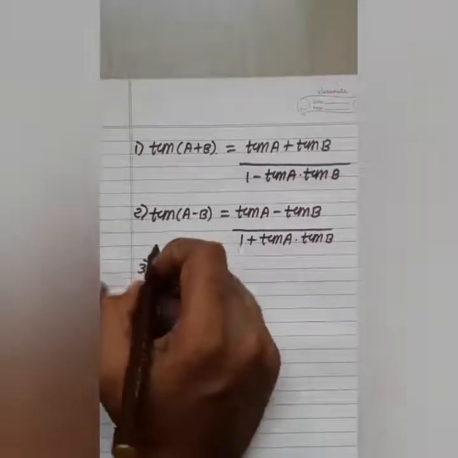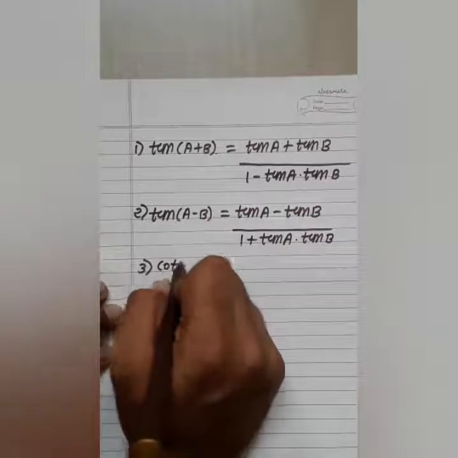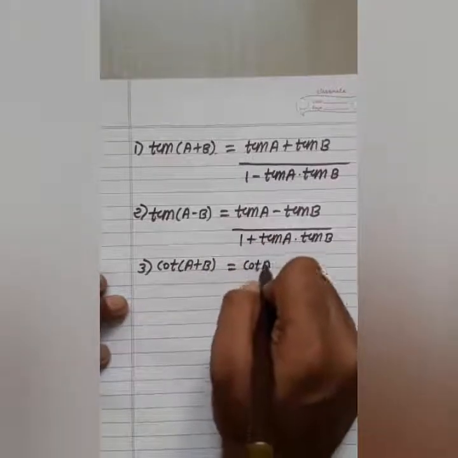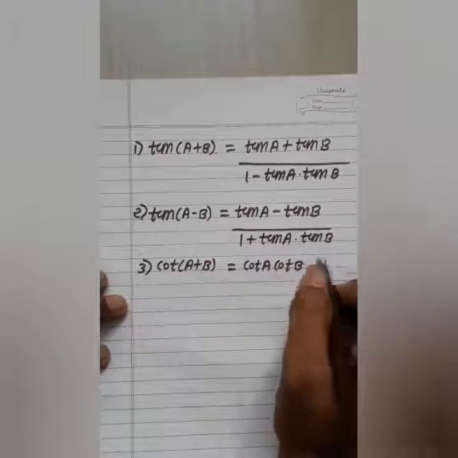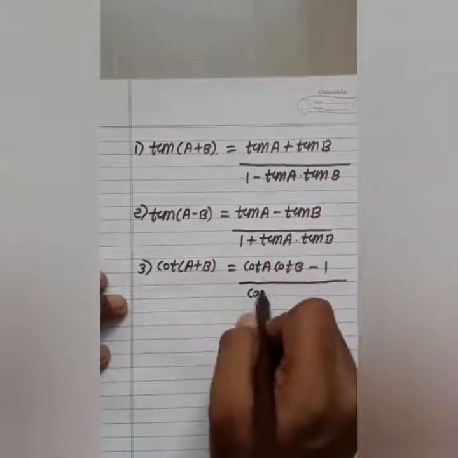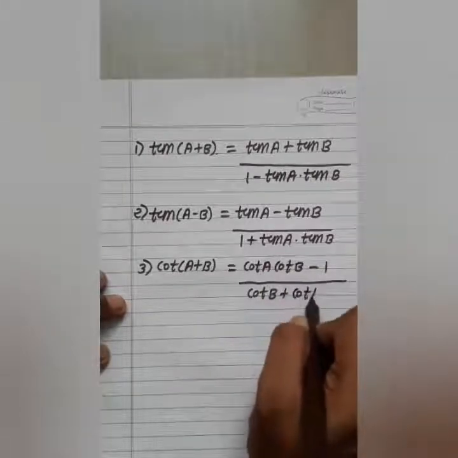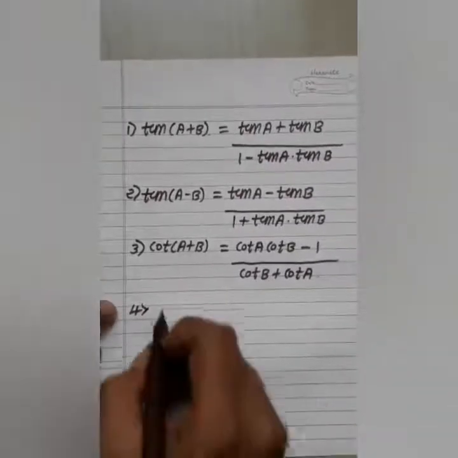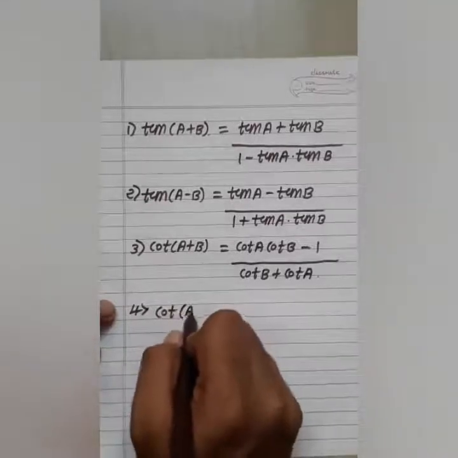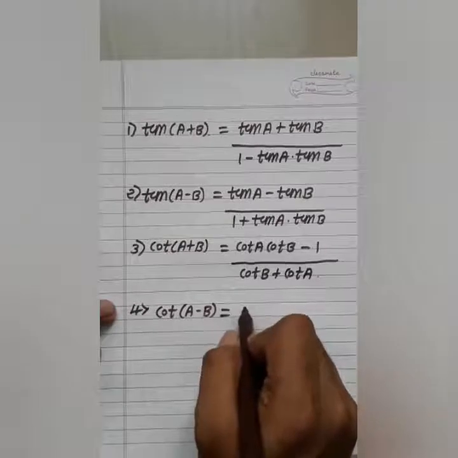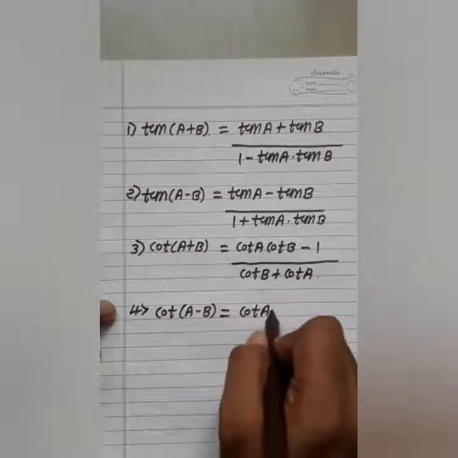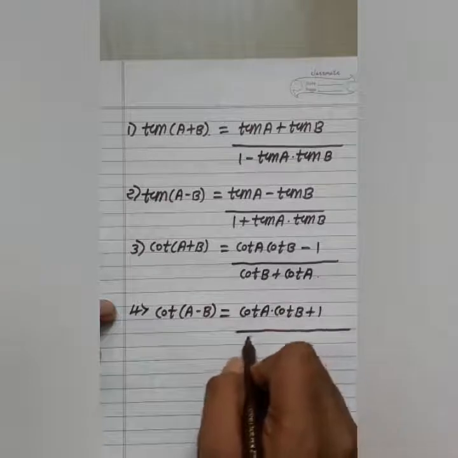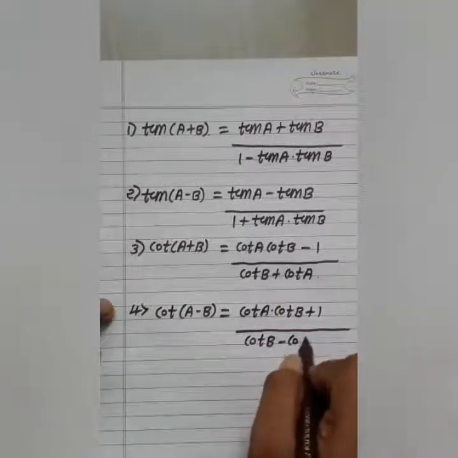Third formula, cot(A+B) is equal to cot A into cot B minus 1 upon, in the denominator, cot B plus cot A. And the fourth formula, in place of plus we write minus, so cot(A-B) is equal to cot A into cot B plus 1 upon, in the denominator, cot B minus cot A.